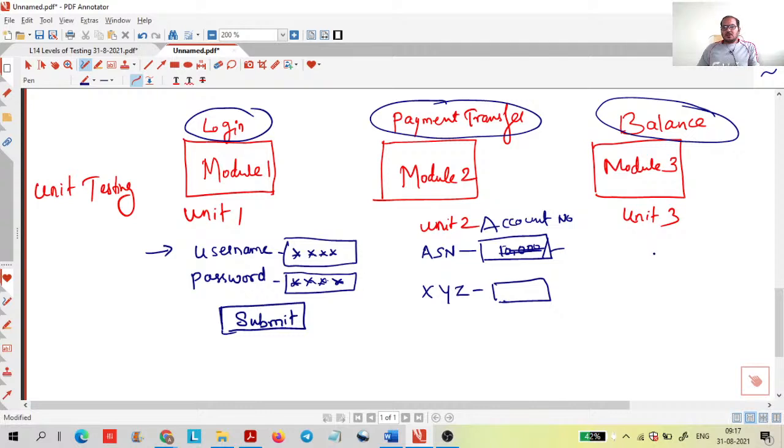Then balance. Balance means the balance after the transaction. Suppose there is a balance of 10,000 rupees, and once we transfer 1,000 rupees, what is the remaining balance? The remaining balance should be 9,000. It should update. Likewise, this is a unit. This is one complete unit.